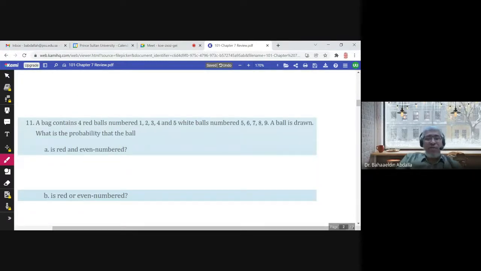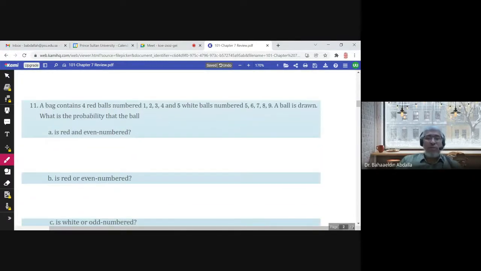A bag contains 4 red balls numbered from 1 to 4, 5 white balls numbered from 5 to 9. A ball is drawn. What is the probability that the ball is red and even? So it has to be red and even. There are 4 red balls. How many of them are even? 2 and 4. So the probability is 2 over the total number of balls. How many balls? 4 red plus 5 white. So the probability is 2 over 9.